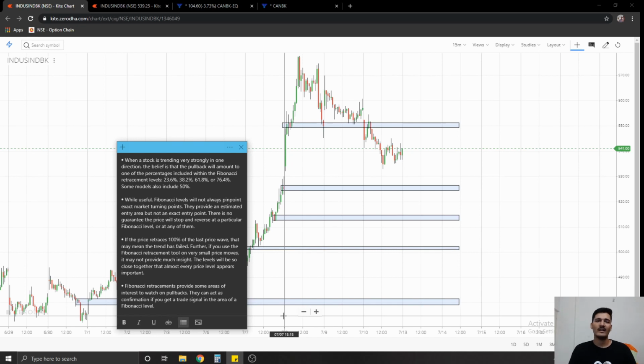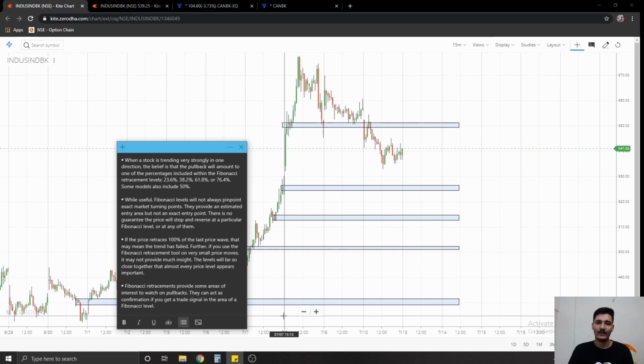Or if I want to put it in technical definitions, as you can see on the screen, whenever a stock is trending very strongly in one direction, the belief or the idea is that the retracement or the pullback is going to amount to one of the percentages included within the Fibonacci retracement levels, which are 23.6, 38.2, 61.8 and 76.4. Now some of them also include 50%. I personally like that level.